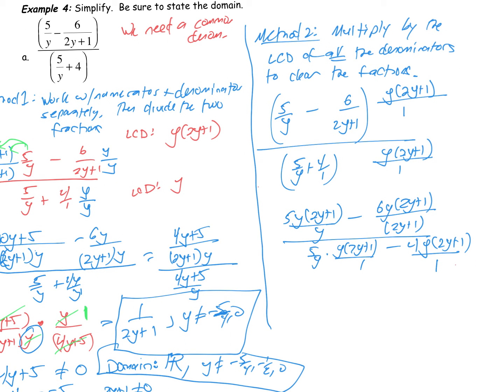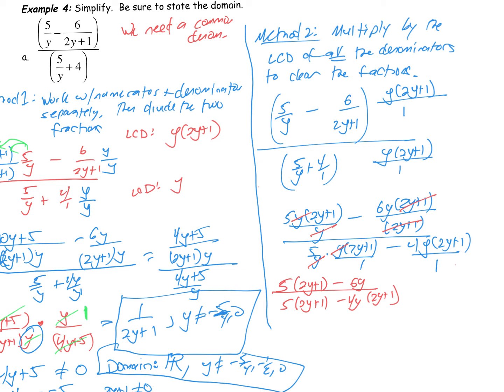Okay, so now a nice thing's going to happen and a bunch of factors are going to cancel out. So in the first fraction, we can cancel out y. In the second fraction, in the numerator, we can cancel out 2y plus 1. In the first fraction in the denominator, we cancel out y. And the second fraction, the denominator, we just have a denominator of 1, so there's nothing to cancel out. So now all the fractions have been cleared. So in the numerator, it's 5 times the quantity 2y plus 1 minus 6y. In the denominator, it's 5 times the quantity 2y plus 1 minus 4y times the quantity 2y plus 1.